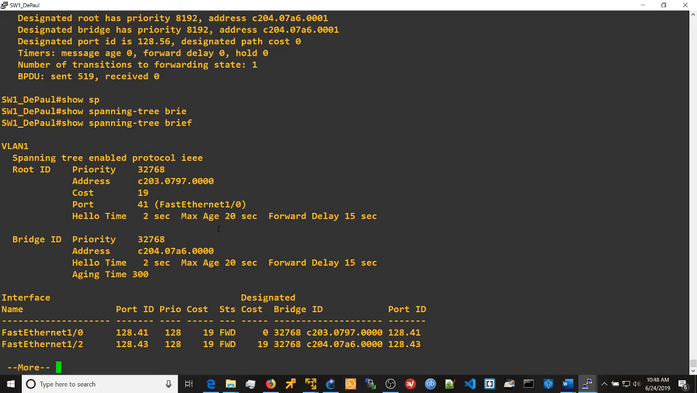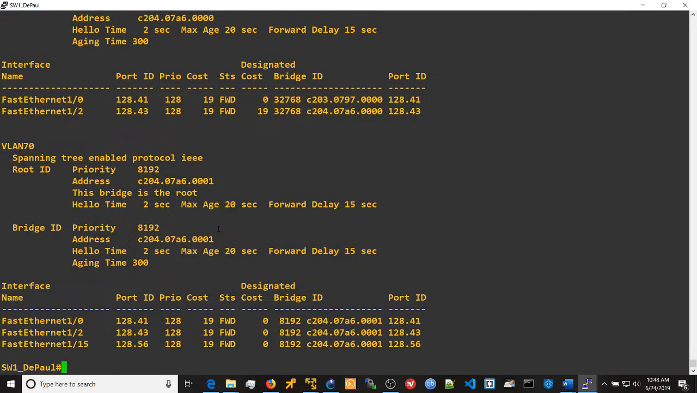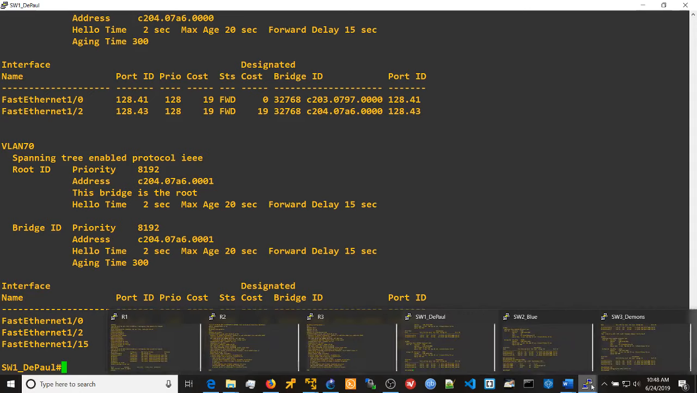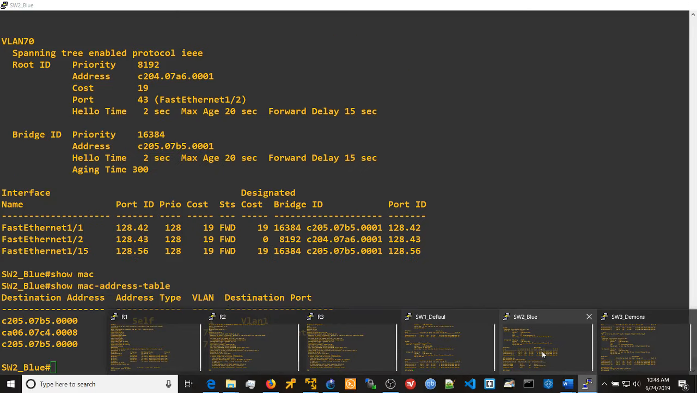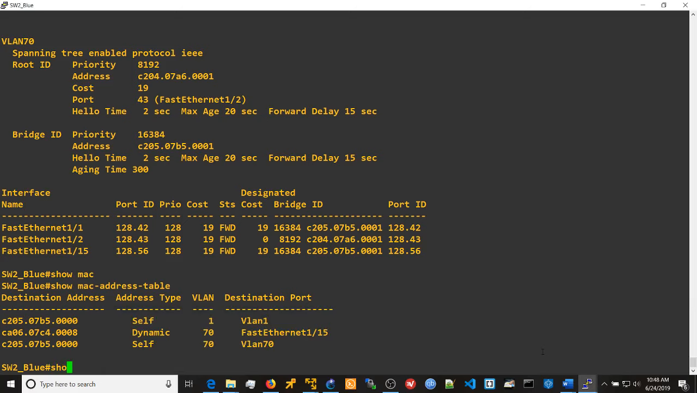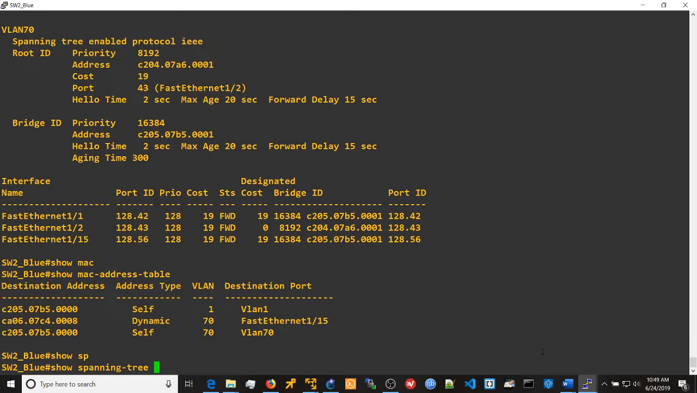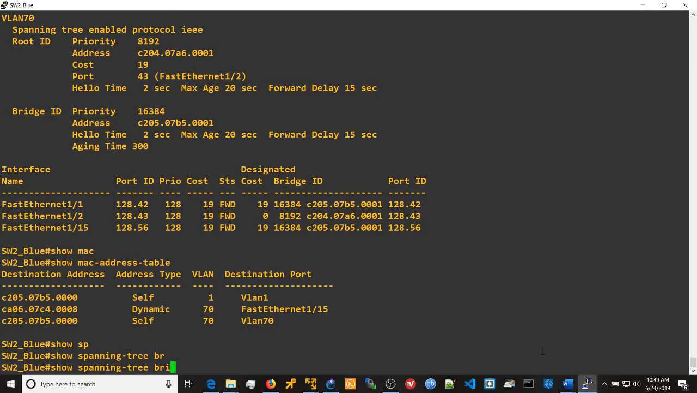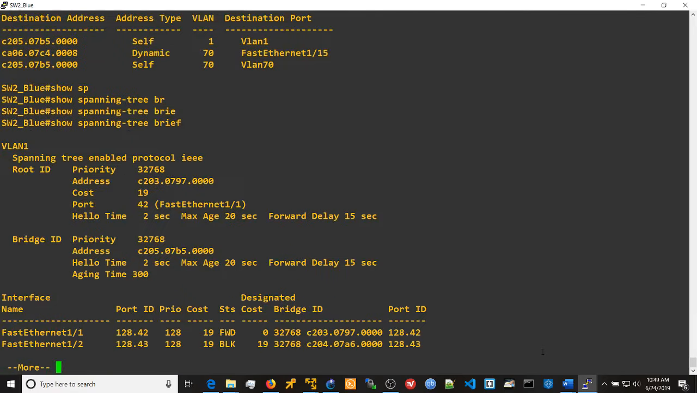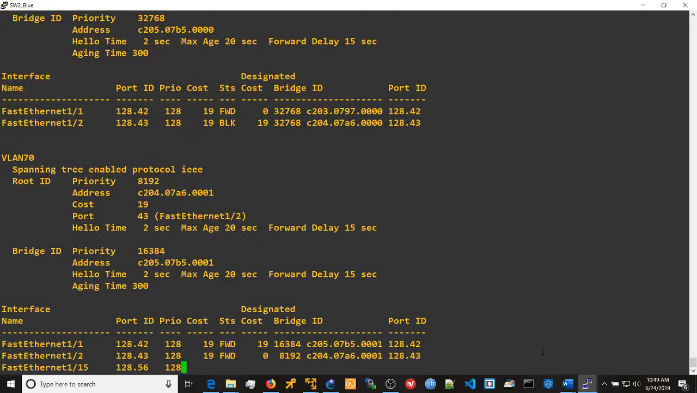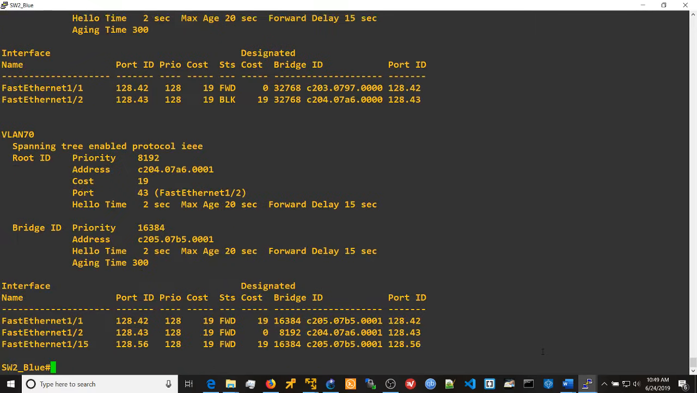So this is VLAN 1. So here is VLAN 70. So Fast Ethernet 1/0 is forwarding. 1/2 is forwarding. 1/15 is forwarding. Let's look at switch number 2, which is the blue one. So show spanning tree brief. Here Fast Ethernet 1/1 is forwarding. 1/2 is forwarding, 1/15 is forwarding.